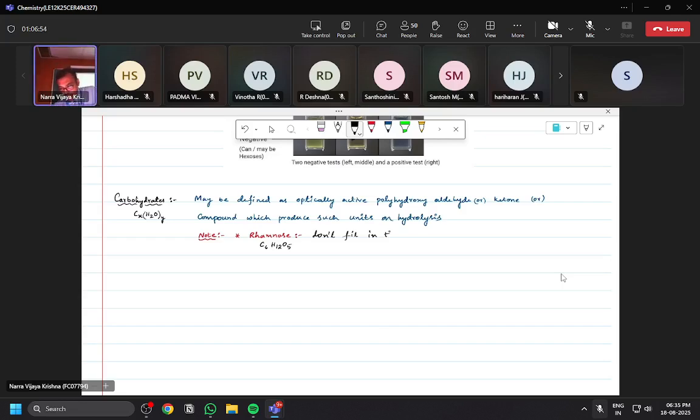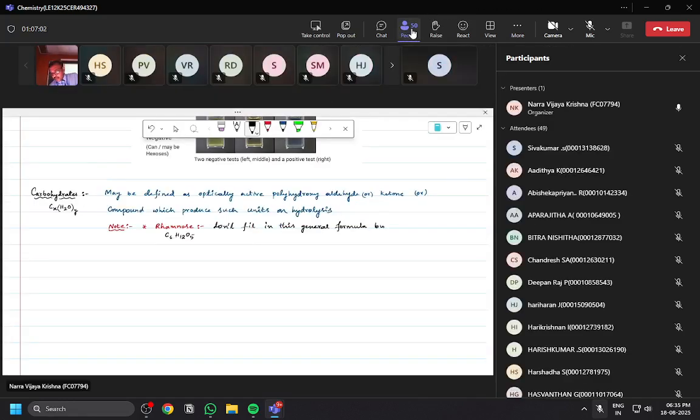It does not fit in this general formula, but it is a carbohydrate.